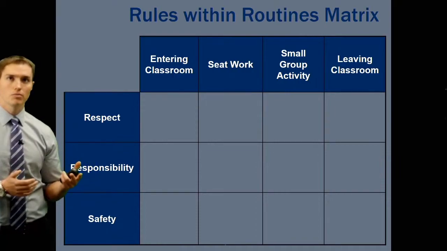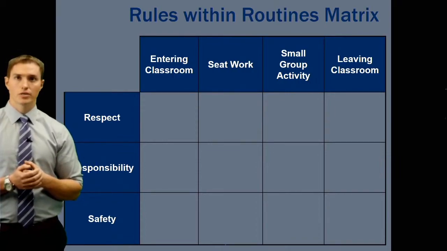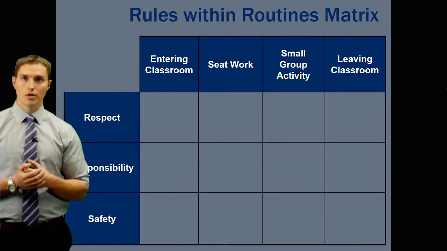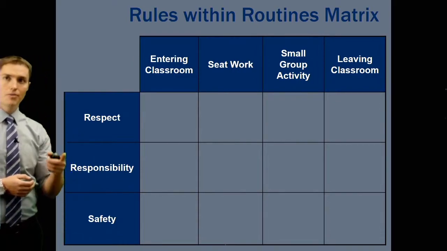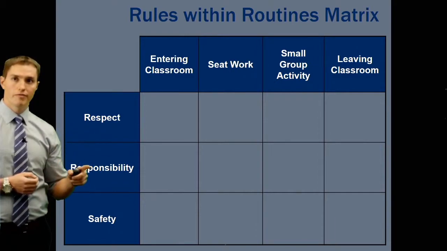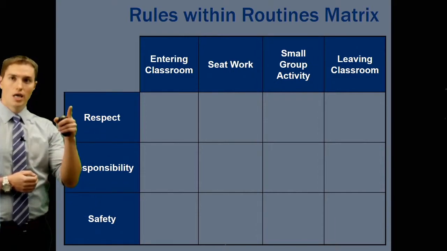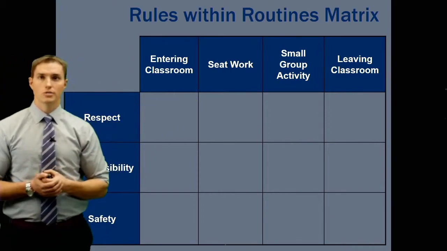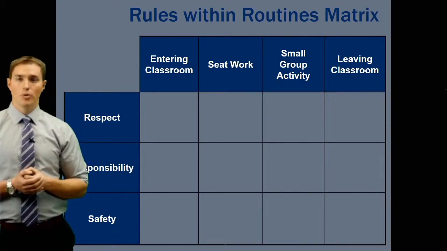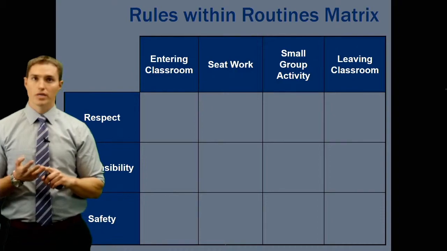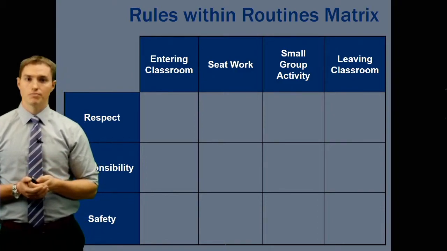So here's an example of a class-wide behavior matrix. I want you to take away a few important elements from this example template. First, horizontally, you have your class-wide expectations. You effectively will write in your 3 to 5 positively stated expectations in this column. Across the top, you have your different classroom routines. So on this example, we have entering the classroom as one routine, seat work as another, small group activity, and finally leaving the classroom.